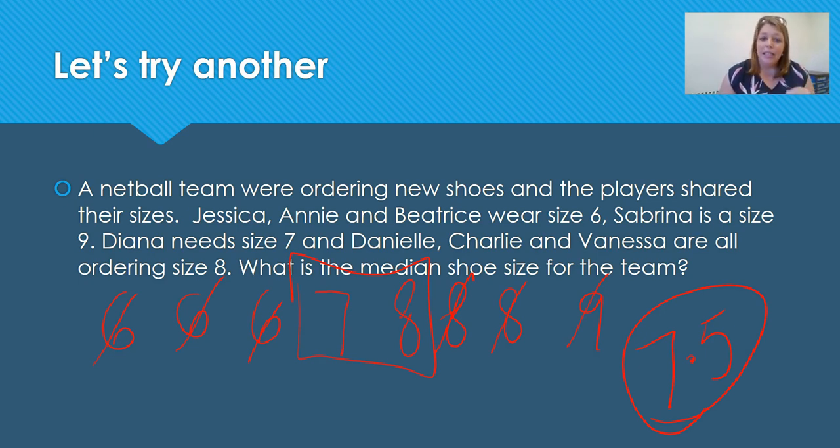Now, in this particular situation, our median is not a number that appears in our data set, just like when we talked about mean. So sometimes our median, just like our mean, will not actually appear as a value in the set, and it can be a decimal, and that's all okay.